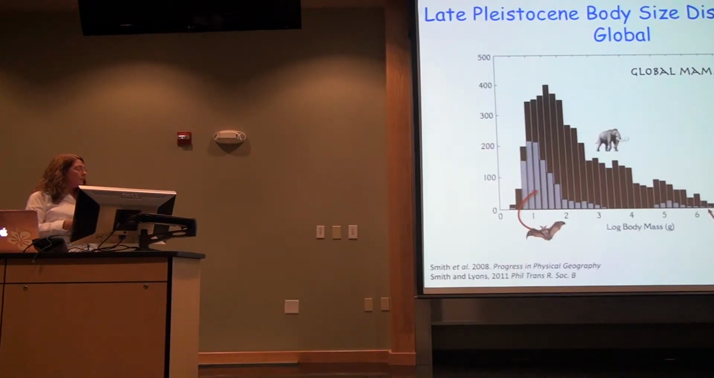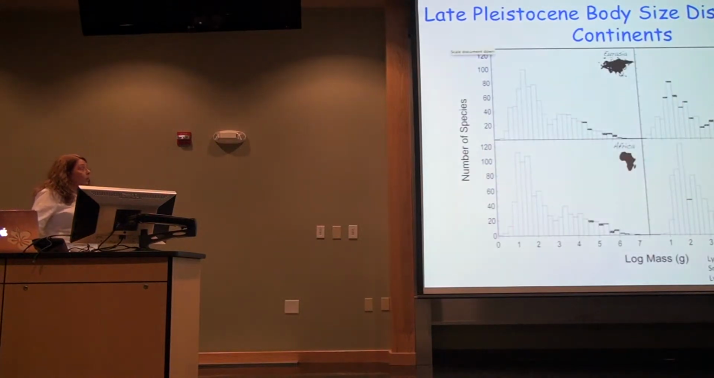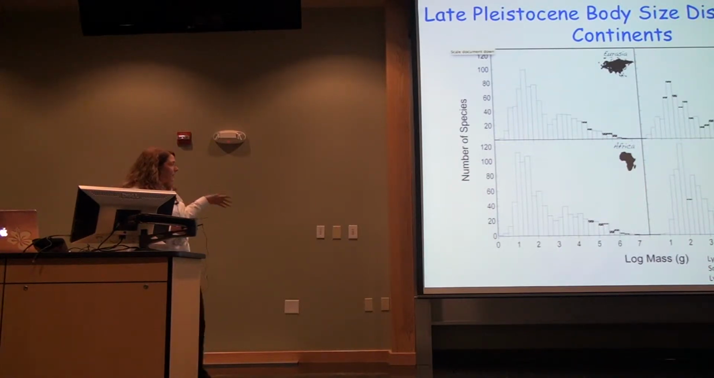So basically, the extinction adds in more large mammals and changes it from being more unimodal to multimodal. But this basic right-skewed distribution with a mode at about 100 grams is consistent in the late Pleistocene. When you break this down and look within the continents in the late Pleistocene, you again see the same thing.